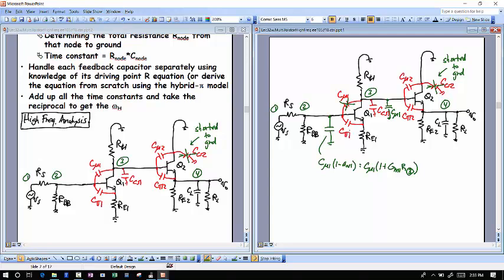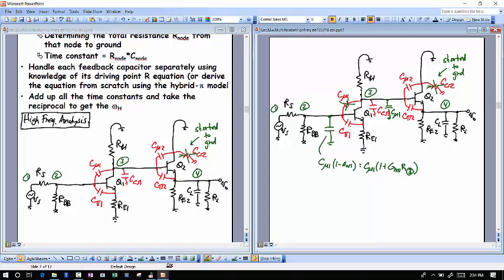I can't do anything with C pi 1 yet; I'm going to have to determine what the driving point resistance is. Yes? Does the Miller effect not work from base to emitter because there's no gain, it's just minus 1? The reality is it does kind of work. I want to save that to the end, because if I don't, you're going to think, what did you just do that for? That's useless. Okay? So I'm going to derive what that capacitance is.